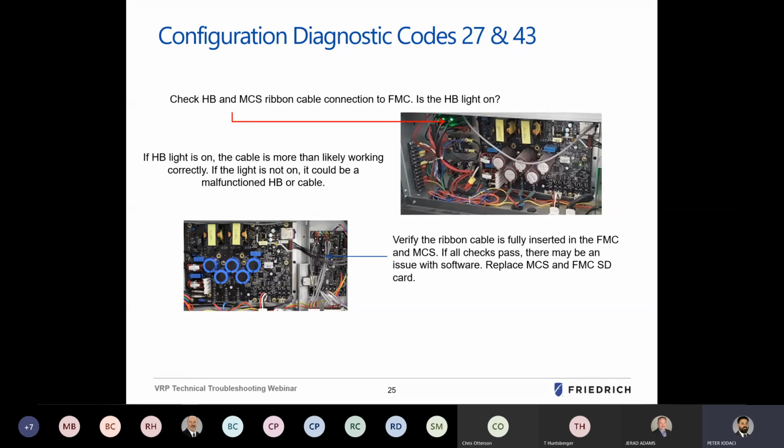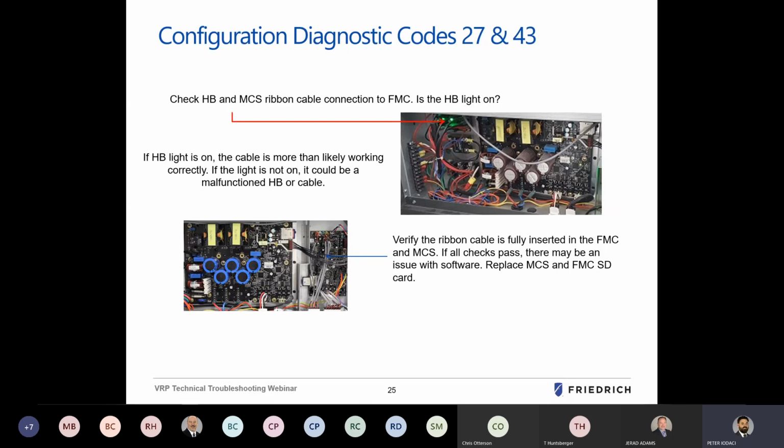Once you've verified that, the other diagnostic code that we're going to go over here is error code 27 and 43. More than likely, if you get an error code 43, it's also going to populate an error code 27. Error code 27 basically means that the FMC can't find the heater board. It can't communicate with the heater board. And an error code 43 means that the FMC can't communicate with the MCS board. So by nature, if you get an error code 43, you're also going to get an error code 27.